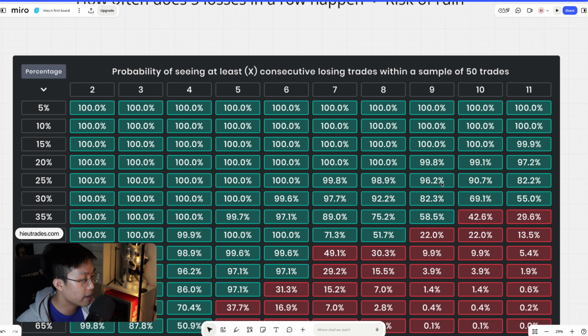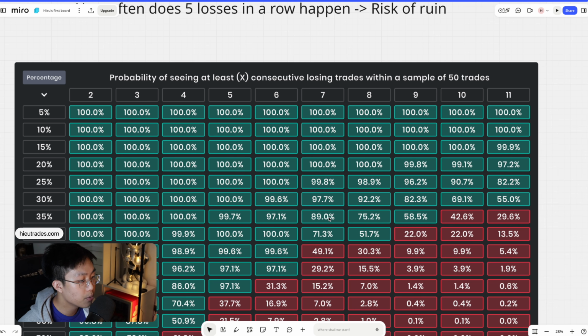Because when you look at this diagram over here, losing 8 trades in a row, losing 9 trades, losing 10 trades in a row is almost 100%. Losing 10 trades in a row on a 25% win rate has a 90.7% chance within a sample of 50 trades, right? And let's say you increase your win rate by 10%, to 35%. You can see that even though you increase your win rate by 10%, which is a massive jump, you still have a high probability of losing a large amount of trades that is enough to blow your account.